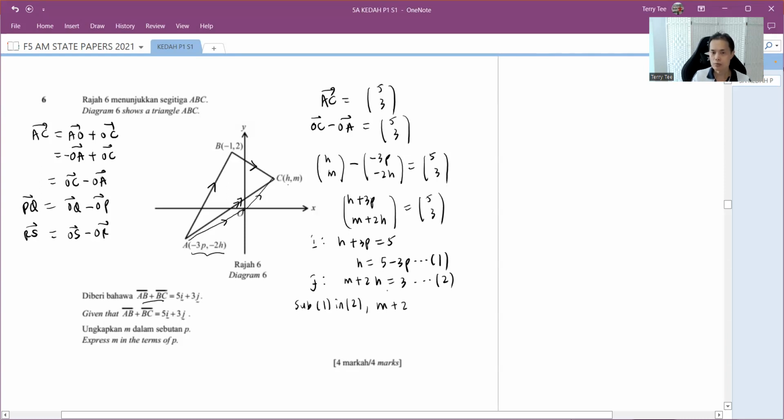Your m plus 2, don't write h, write (5 minus 3p), the result is 3. Okay, let's expand this. This will be m plus 10 minus 6p equals 3. We are supposed to make m the subject. So bring the 10 over: negative 10 becomes 3 minus 10, which is negative 7. So m is 6p minus 7. There you go, you got m in terms of p.